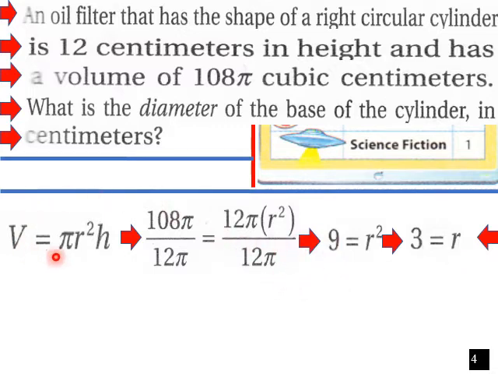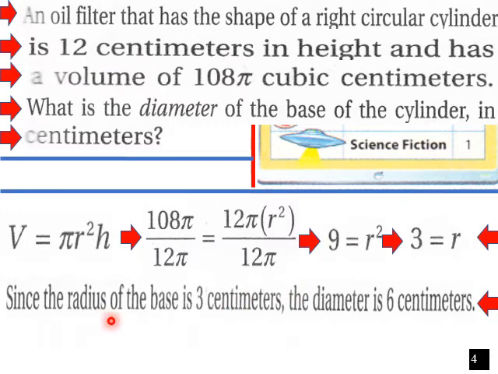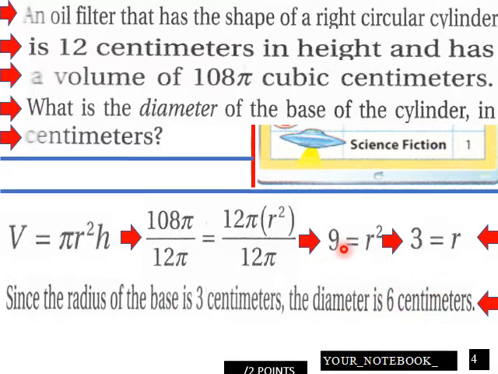That is how you would plug values into a volume formula to find the diameter. You had a volume of 108 pi divided by 12, which is the height, so we come up with 3 equals r. Since the radius of the base is 3 centimeters, the diameter would be 6. That would be one way to find the solution to this question.